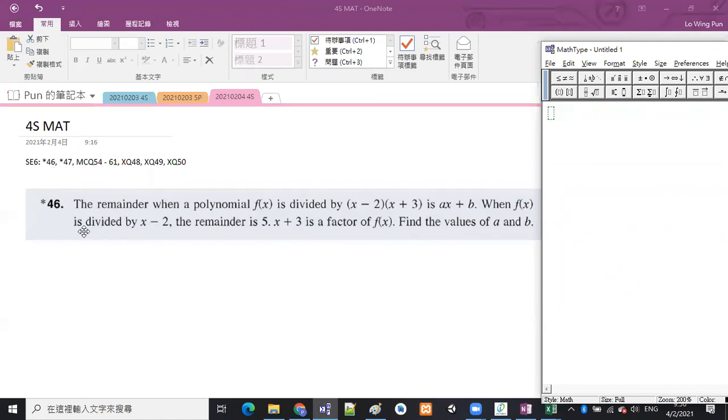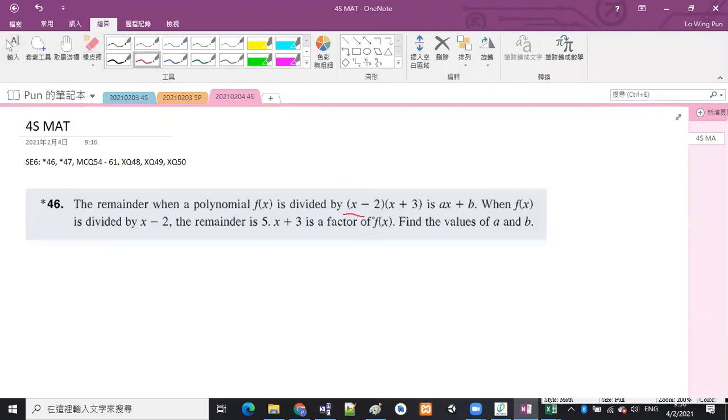So question number 46: the remainder when polynomial f(x) is divided by (x - 2)(x + 3) is ax + b. This is a question I marked with a star, which means there should be a special technique here. This is not a simple remainder theorem question, but it is actually not very difficult, because it is given that the remainder when f(x) is divided by this is ax + b. And what is so special here? What is so special here is this one.